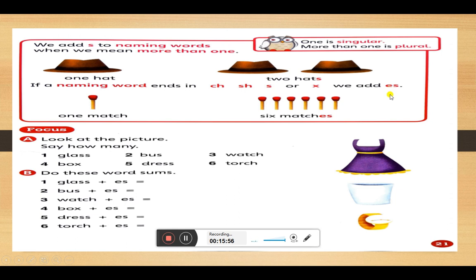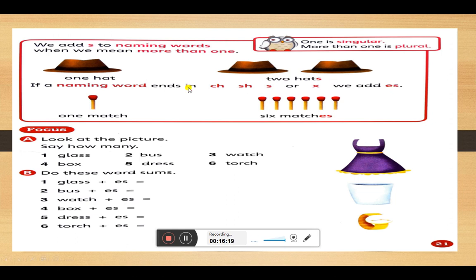So, do you remember our song that we used to sing together? Okay, so let's remember it together. CH SH double S X. Put ES. CH SH double S X. Put ES.